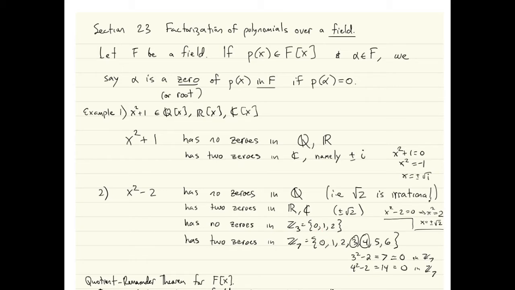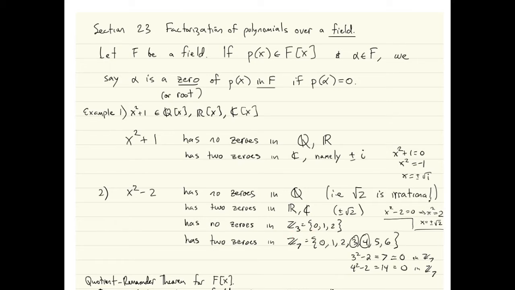Okay, and then I claim that this polynomial has no zeros in Z3. Well, why not? We can just check: there are only 3 choices for what a possible zero could be when you're working over Z3.